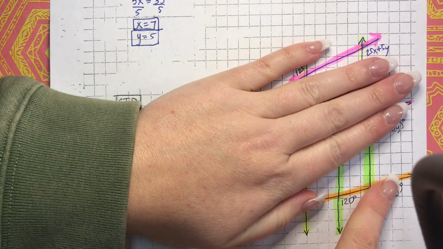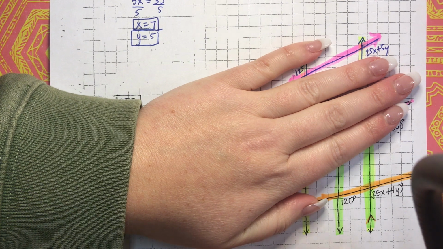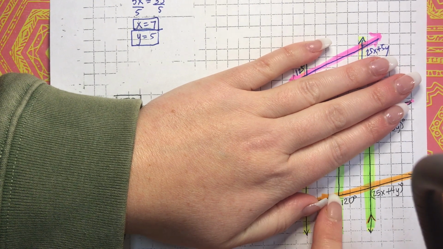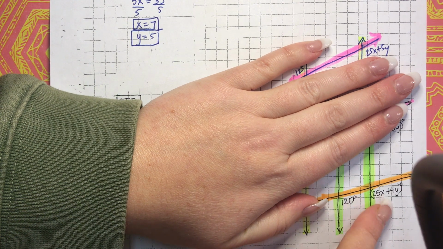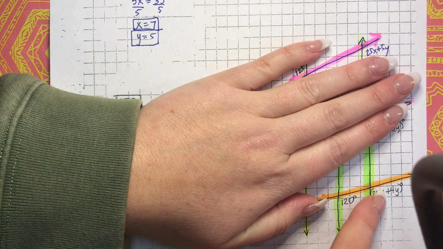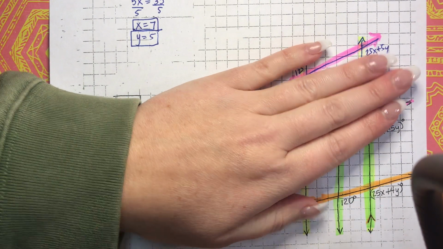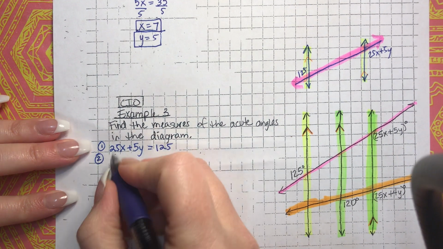So the transversal's right here, we're on the same side, right? This is on the right side of this line, and this is on the right side. So we know that we're dealing with the corresponding angles postulate. Since these lines are parallel, the corresponding angles postulate says that these are equal to each other. So boom, that is our second equation.